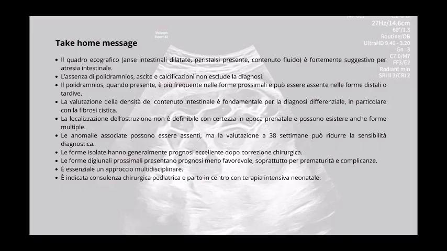With regard to the management of this case, since the patient has already reached the 38th week of gestation, it is essential to recommend a pediatric surgical consultation so that, at birth, the newborn can be immediately evaluated by a pediatric surgeon. It is also essential that the delivery takes place in a facility equipped with a neonatal intensive care unit capable of providing adequate and timely assistance. As for the prognosis, in isolated cases, it is generally excellent after surgical correction. On the contrary, it is less favorable in proximal jejunal forms, mainly due to the higher incidence of prematurity and the possible associated complications.